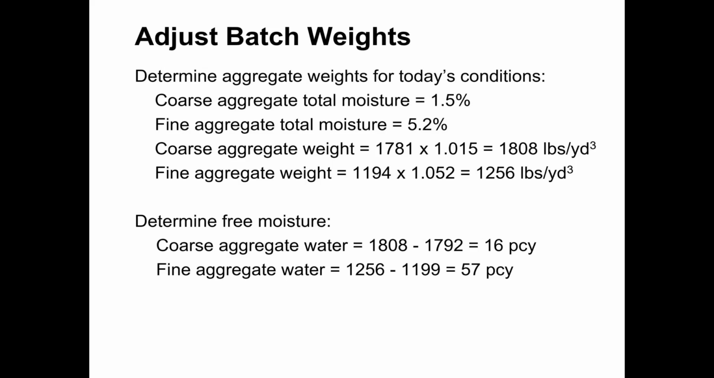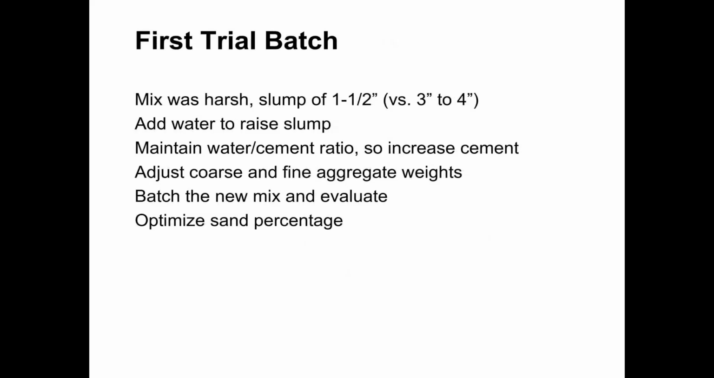All right, next let's look at some trial batching. So we're going to do a trial batch. After we did our testing of that trial batch, we have some data that we need to take into consideration. The first piece is that the mix was harsh, meaning that it really didn't have the workability that we had anticipated it would have. It only had a slump of 1.5 inches instead of the 3 to 4 inch slump that we had anticipated.